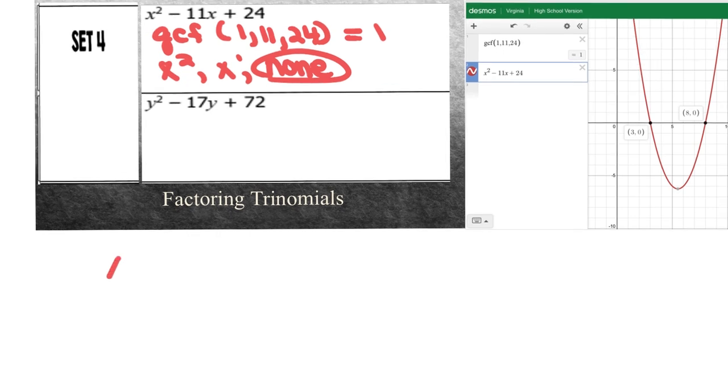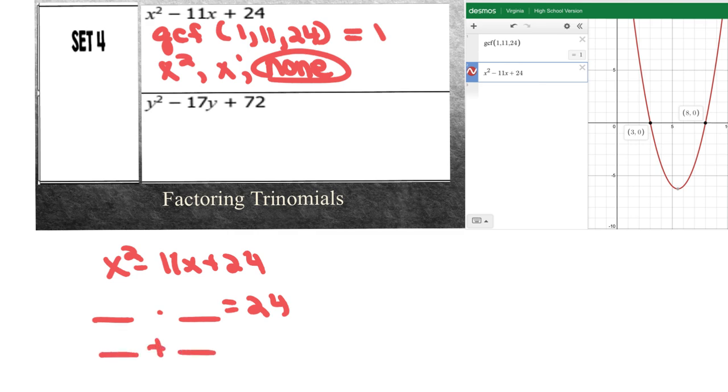And I am going to find what two numbers multiplied together is equal to positive 24, but when added together is equal to negative 11. So I'm using Desmos to help me find those. You can see that we have the x-intercepts when it's typed in of 3 and 8.